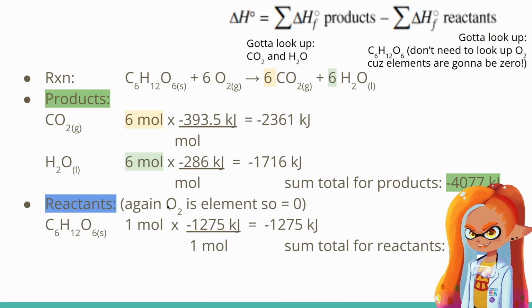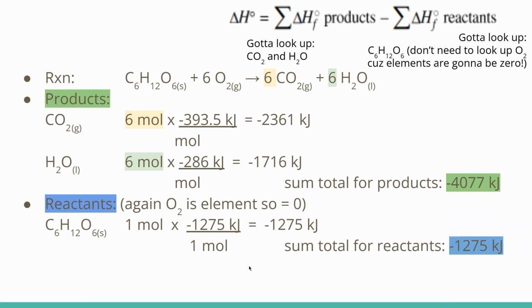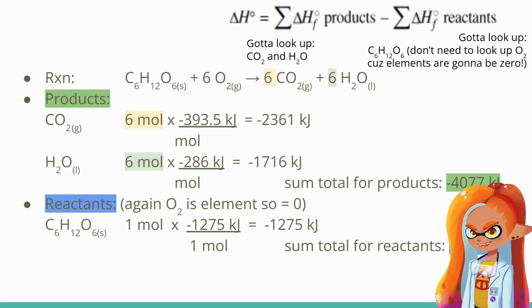So I do the same thing for the reactants. Again, O2 is 0 because it's an element by itself. Again, the charts on an MCQ or an FRQ sometimes will show that, sometimes they won't. So make sure you know. So I have this right here. I have 1 mole of it, so those cancel out. And then I have that value is just that. So my sum for the reactant side is just going to be negative 1275. So that is the beginning of this problem.